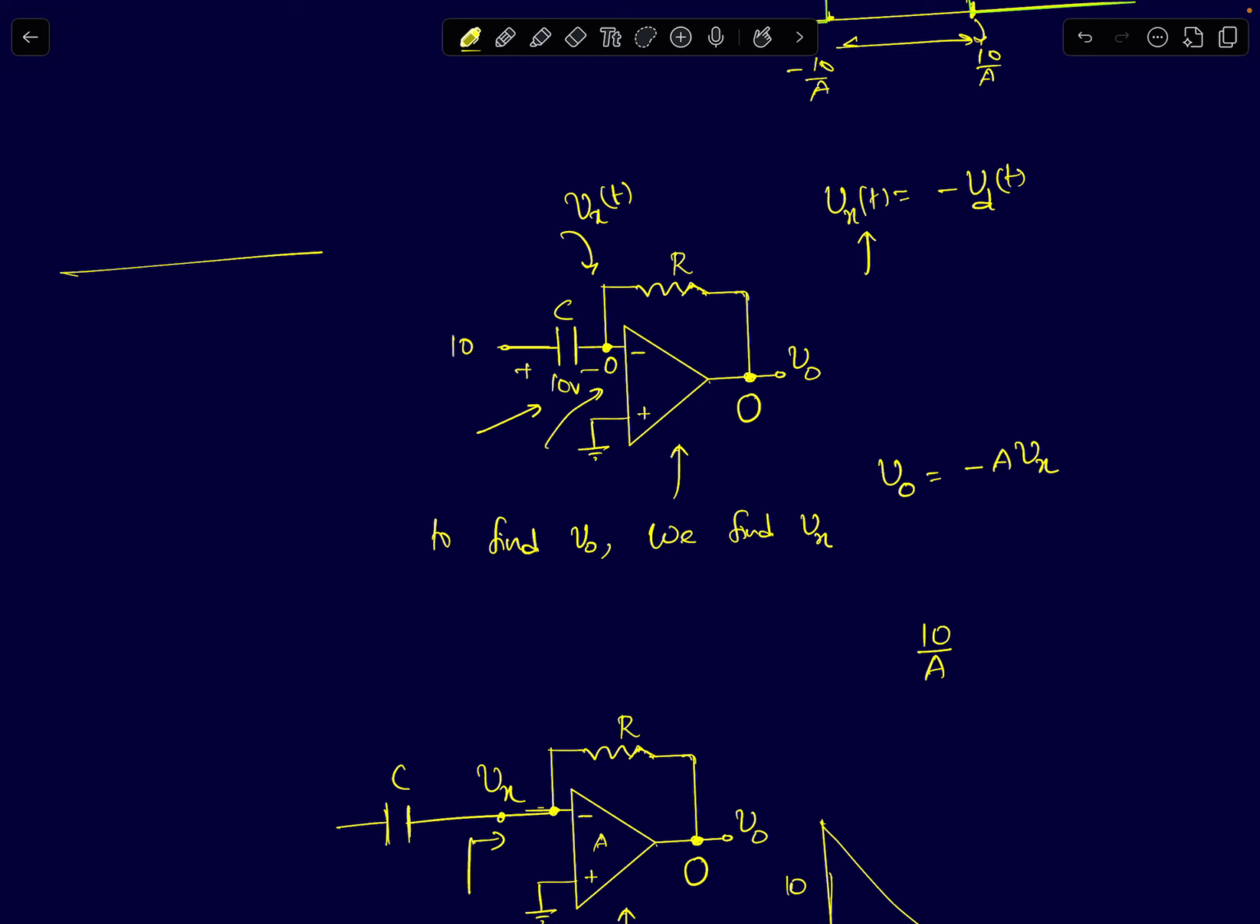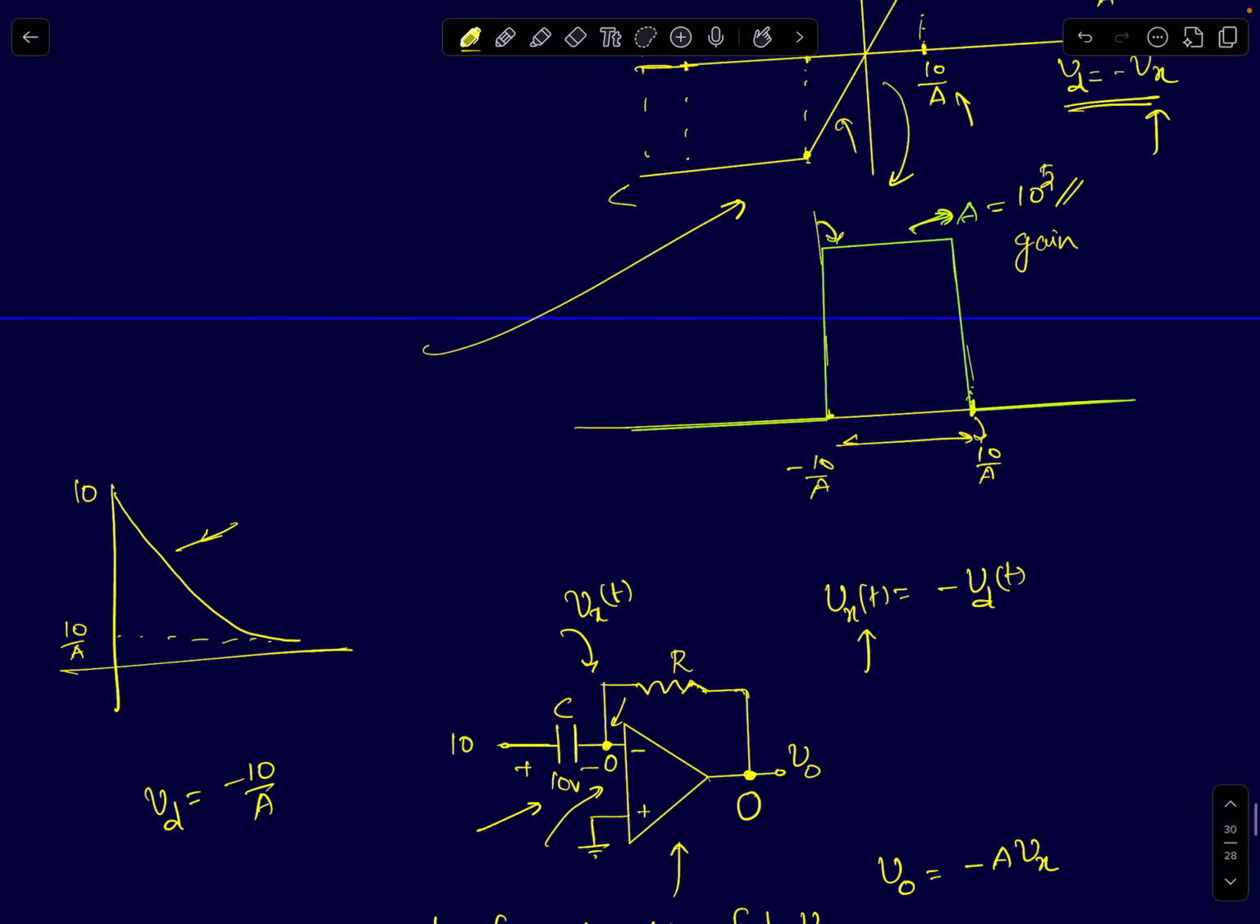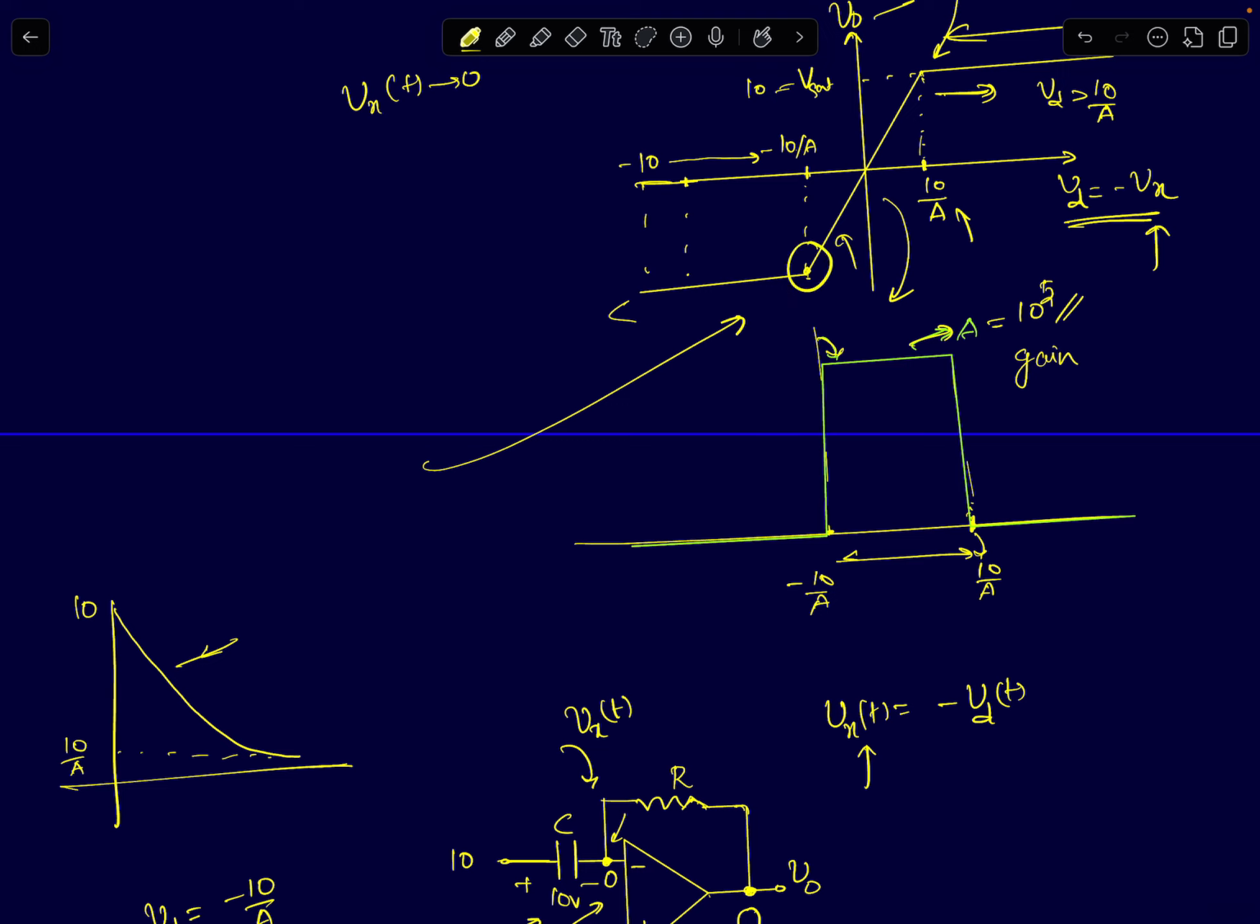So your Vx of t is now decreasing. It starts decreasing and it reaches a value of say 10 by A. It starts off at 10. It is now discharging. It has not come to 0 yet. It has just reached 10 by A. When this output node voltage reaches 10 by A, what happens to your differential input? Your differential input will be minus 10 by A. So if you look at this graph, you will be at this point. Your differential input has just reached minus 10 by A and it is further going down, right? It's slightly decreasing.